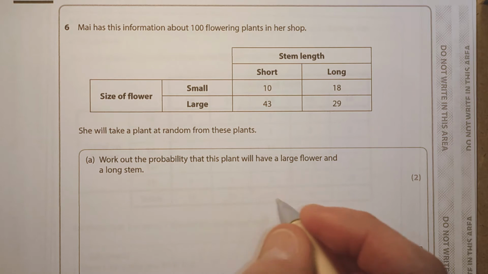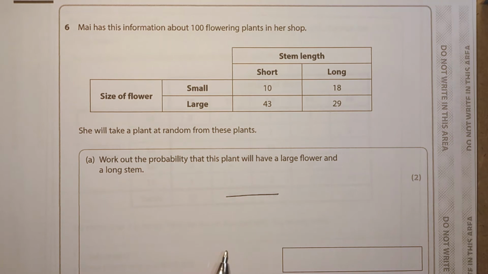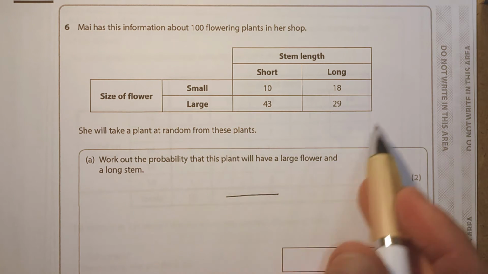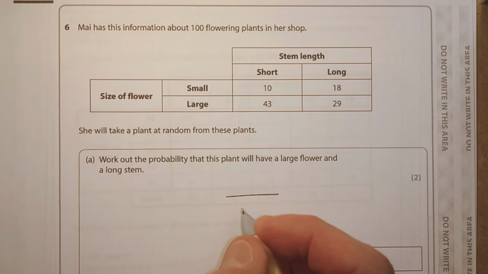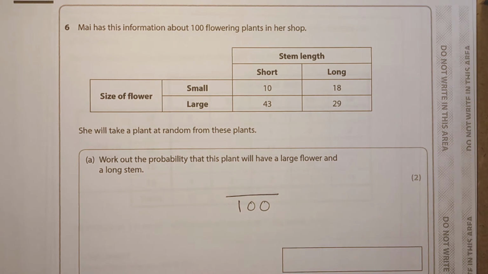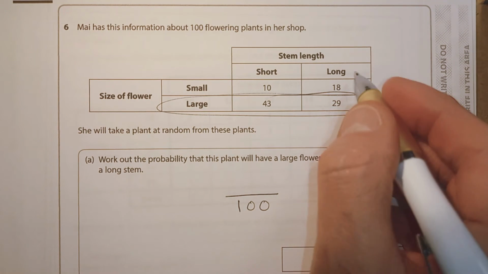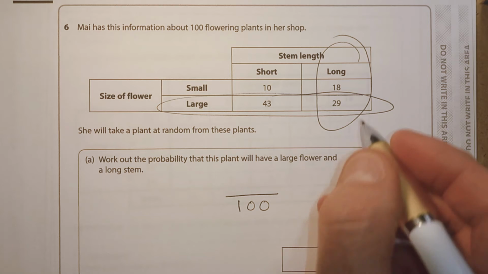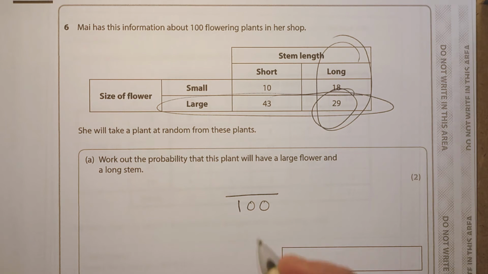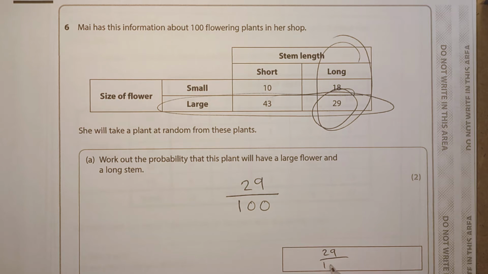Right, probability, always good to do them as a fraction if they haven't told us what format to write them. We're picking a plant at random from all of these. Well, they've told us there's 100, so our denominator is going to be 100. That's the total that we've got to choose from. We're interested in the ones that have got a large flower and a long stem. So large flower, they're the large ones, and the long stems are those. So we want this number where it overlaps. So it's just going to be 29 out of 100. We can write it in the box.